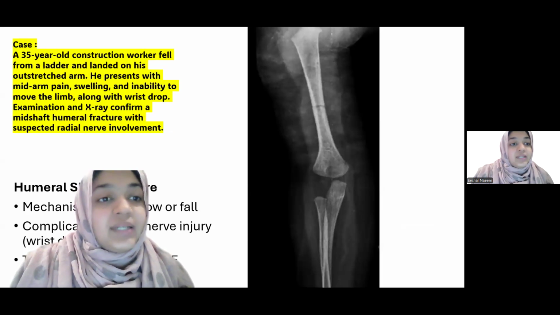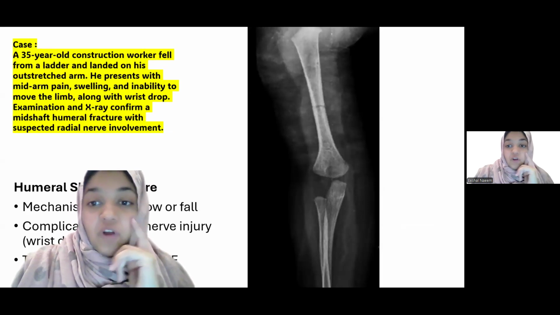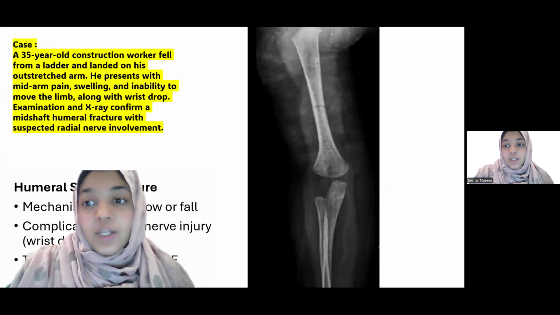arm. He presented with mid-arm pain, swelling, and inability to move the limb, along with wrist drop. Examination and X-ray confirm a mid-shaft humeral fracture with suspected radial nerve involvement. Now, as we studied, in the area of the humeral shaft we had a spiral groove, which had the radial nerve running in it.